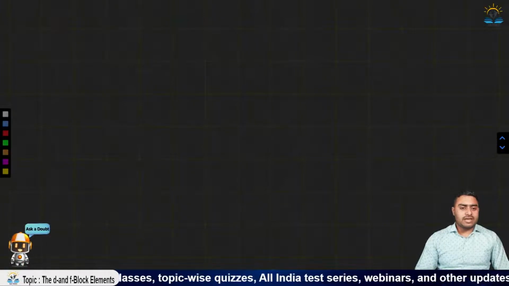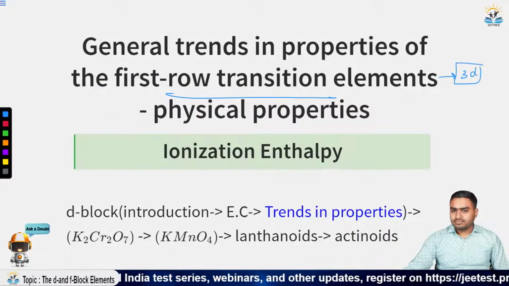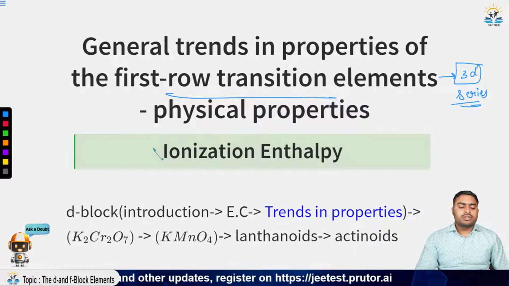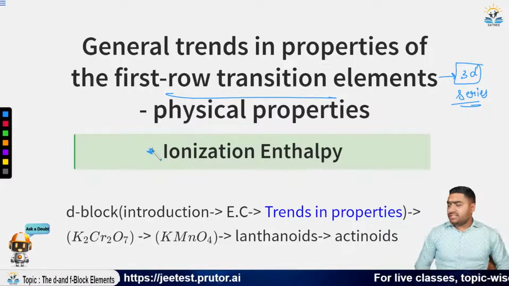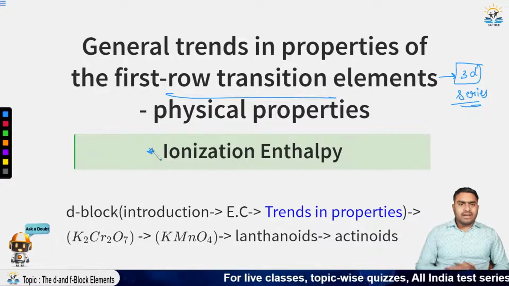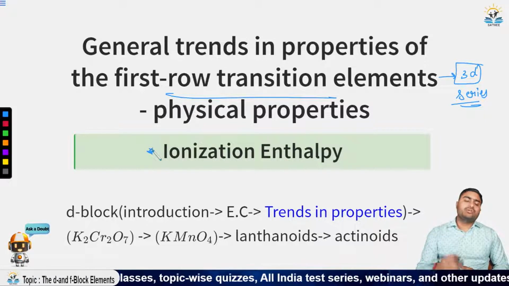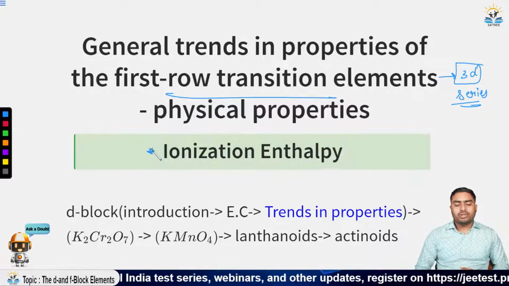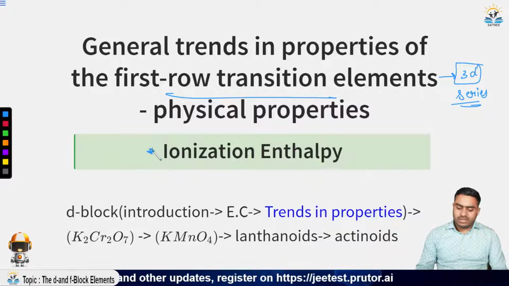First row transition elements, again I am saying, first row transition elements means the 3d series, we are going to discuss. So the first property we are going to discuss is ionization enthalpy. You know the definition of ionization enthalpy. To form ions, we have to provide energy. That means ionization enthalpy is the minimum amount of energy required to remove an outermost electron from the outermost shell of an isolated gaseous atom.